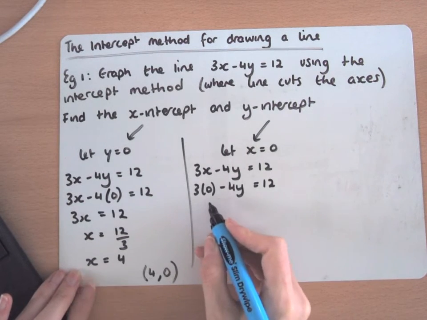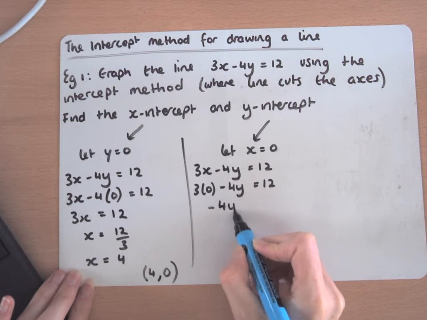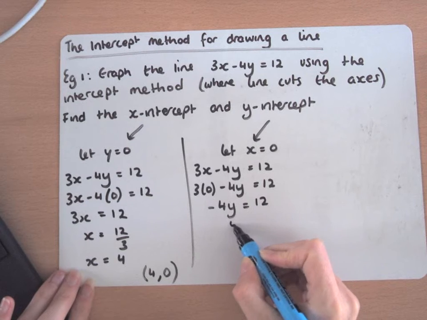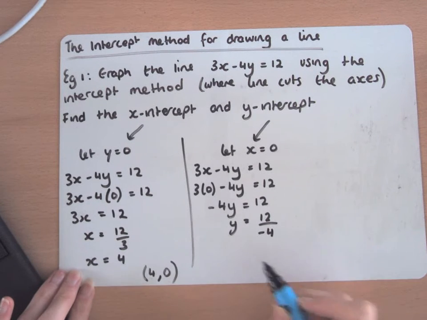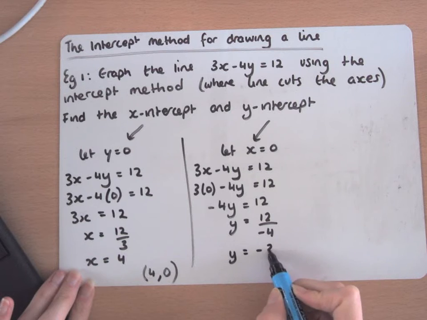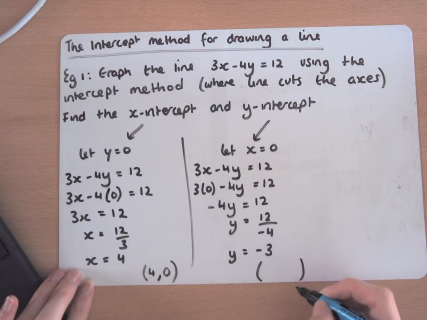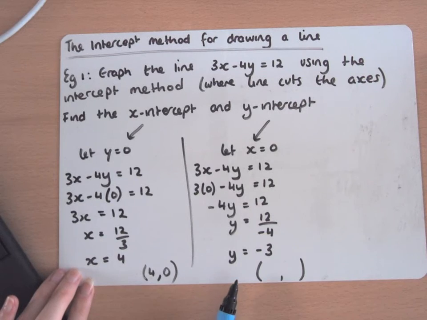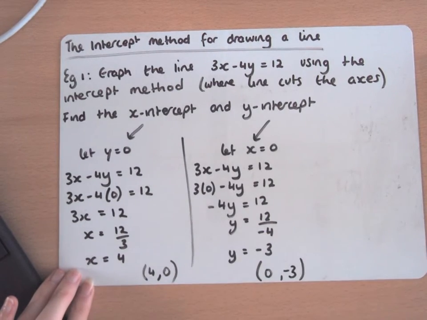3 nothings is? Nothing. 0. So minus 4y equals 12. What's y? Divide it by minus 4, so you get your minus 3. Brilliant. Give me that couple. Now be careful when you're giving me the couple. Brilliant. 0, minus 3. Excellent.